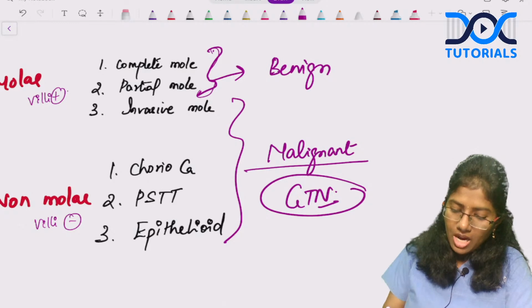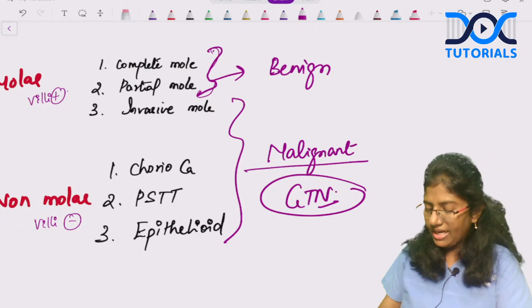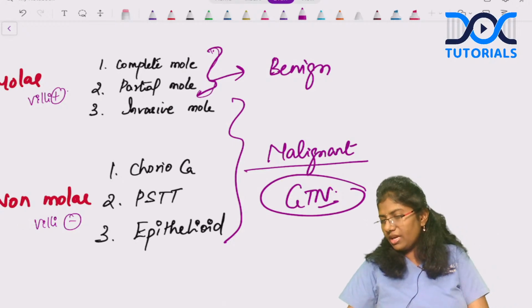Okay, now among the benign varieties, which is the most common? Complete or partial, which is the most common, Kana?